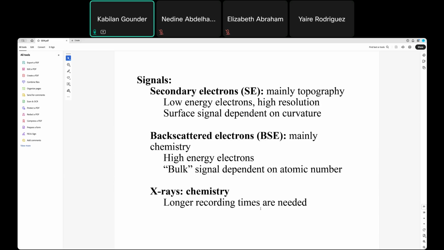As we see, secondary electrons are low energy electrons with high resolution. You can get the surface signal, which depends on curvature. The backscattered electrons are mainly high energy electrons, giving a bulk signal which depends on atomic numbers. For the X-ray, a longer recording time is needed.